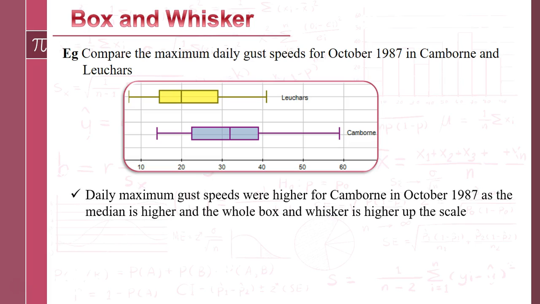When we're making comparisons, always make sure you make them relevant to the context that you're looking at. So don't just say the median is higher. We're going to say the maximum gust speeds were higher for Camborne, and then we're going to justify it, and we've got two ways of justifying this one.